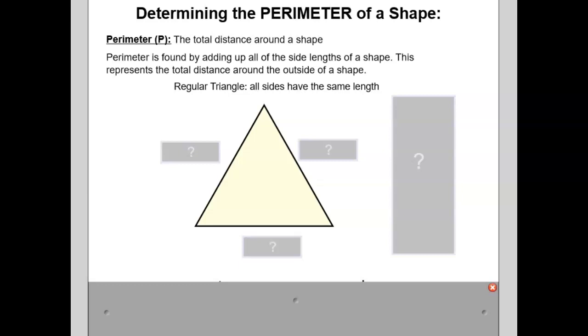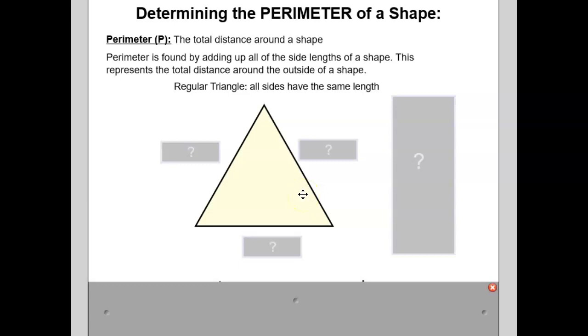Let's determine the perimeter of this shape. Pause the video and remind me, what is perimeter? Yes, perimeter is the total distance around a shape. And we determine perimeter by very carefully adding each side length. That tells you the total distance around.